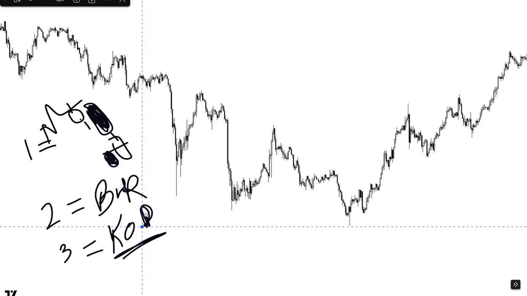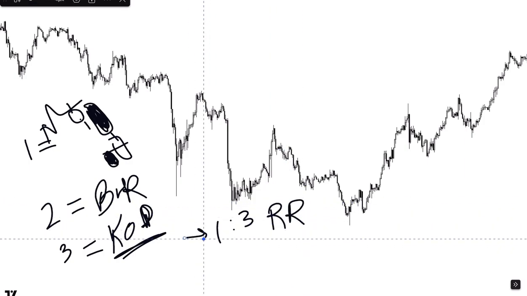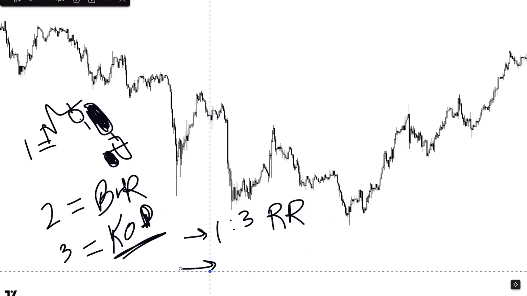Now aim for at least 1 to 3 RR with these entry models. Usually you'll get a higher yield, but aim for at least 1 to 3. 1 to 3, not 1 2 3. Right, that's one thing.